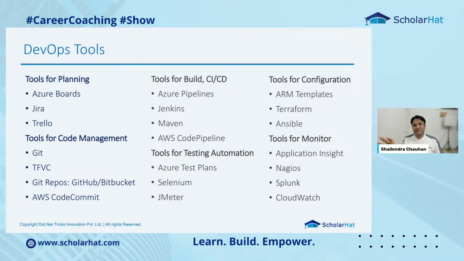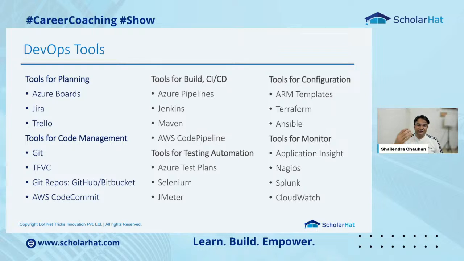If you look at this picture, in every tool option, the first option is dedicated to Azure DevOps. For planning, we have Azure Boards. For code management, we have Git and TFVC. These two are available in Azure DevOps. Azure Pipelines is also part of Azure DevOps. Azure Test Plans is for testing purposes. We also have ARM templates in Azure, and Application Insights also in Azure. So it's a complete Azure-side toolset. By learning them, you can become an Azure DevOps engineer.